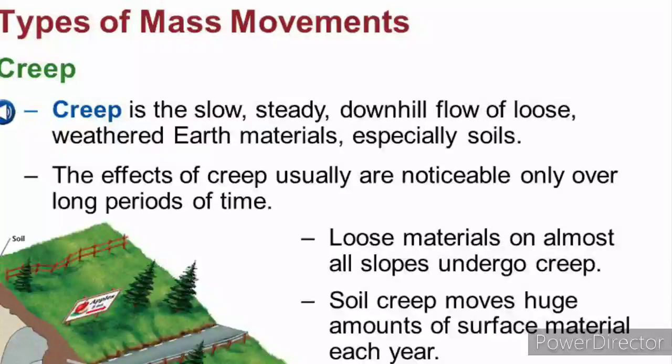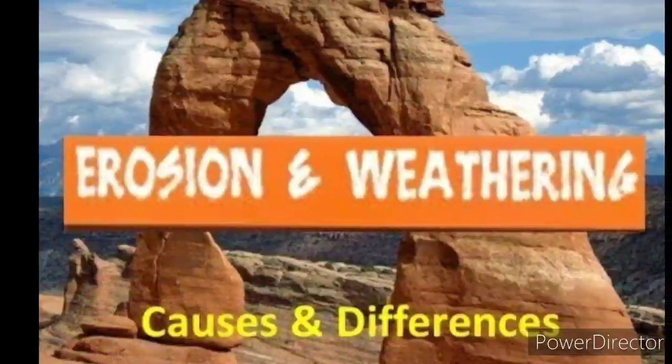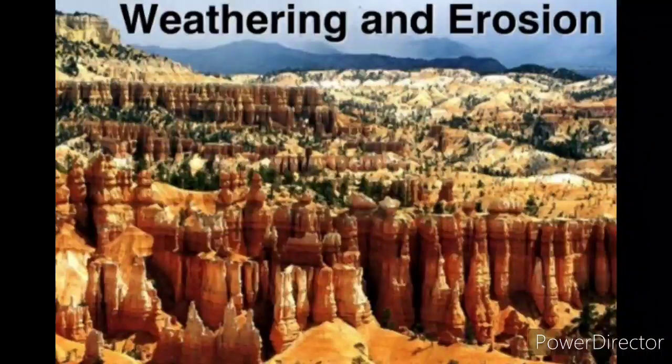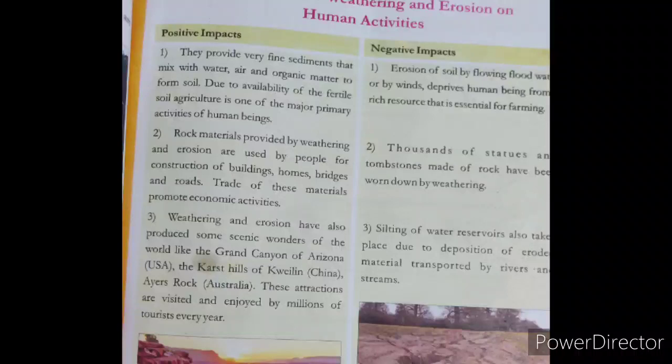Another topic is weathering and erosion. Weathering is the breaking down of rocks when they are exposed on the earth's surface by physical or chemical means. Erosion is the removal of exposed land by water, wind, and glacier. The last topic of this chapter is the impact of weathering and erosion on human activities, their positive and negative impact. The positive impact is that the weathering of rock helps to form the basic component of soil. Soil is very essential for human activities, and it enables the farming of food crops.